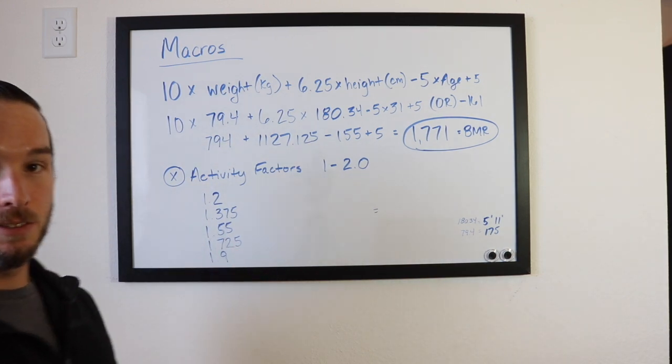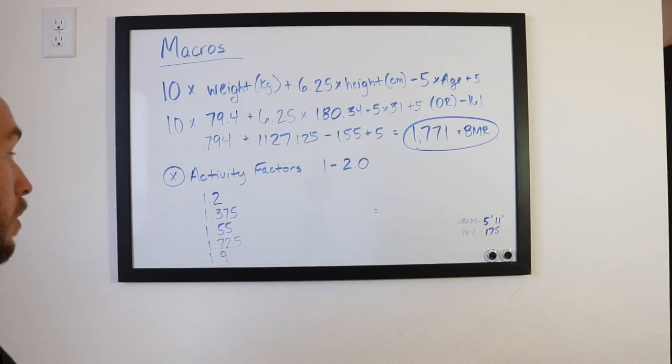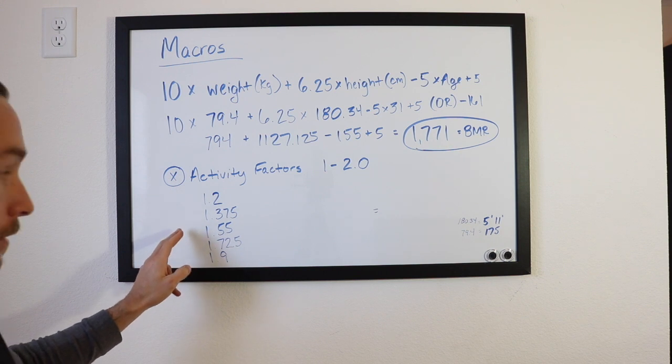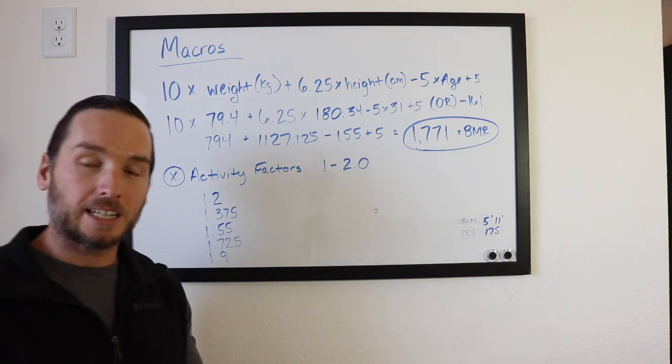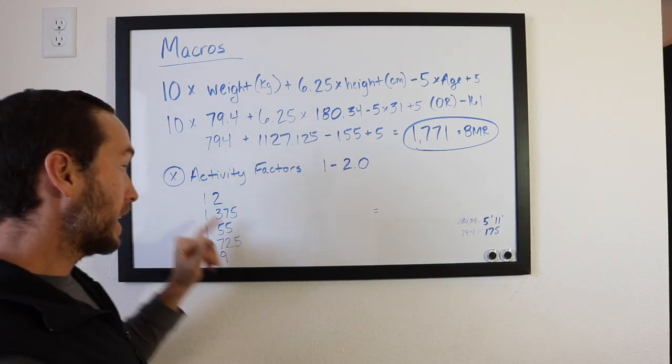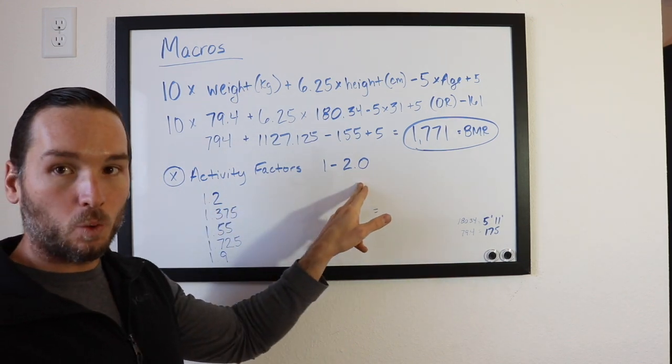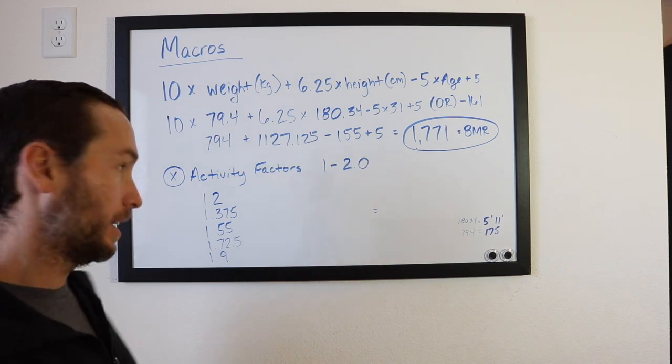And these are all based on activity levels. I've got a 1.2, 1.375, 1.55, 1.725, and 1.9. Now activity levels vary, but activity levels will stay within a 1 to 2.0 factor here, okay?